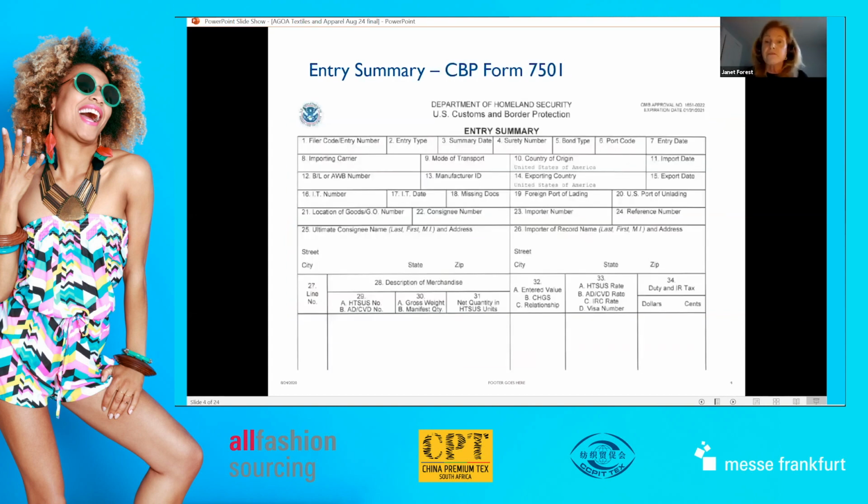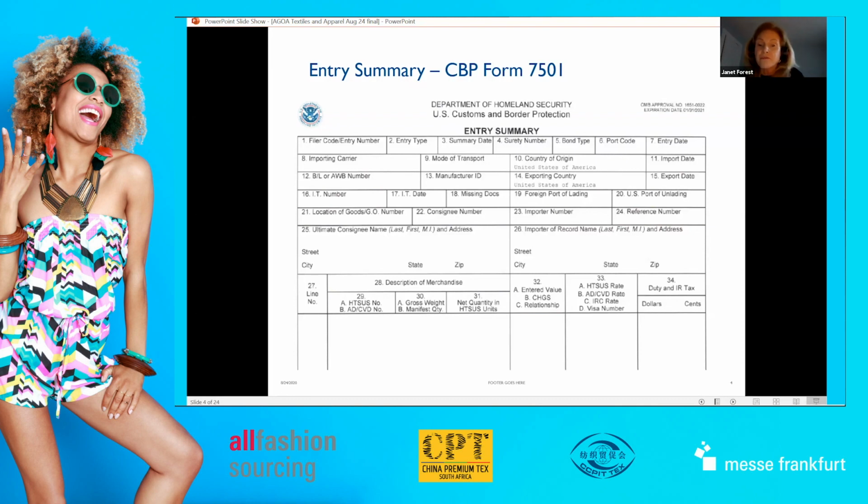Here's a copy of the 7501 entry summary form, and you'll see that there's a lot of information that needs to be filled in on the top regarding dates and importing carrier, etc. The important thing to keep in mind is that starting with line 27, the merchandise has to be very specifically described under number 28. And it has to include the HS number from the US tariff schedule, the gross weight, and the net quantity. Usually for textiles and apparel, it will be units.